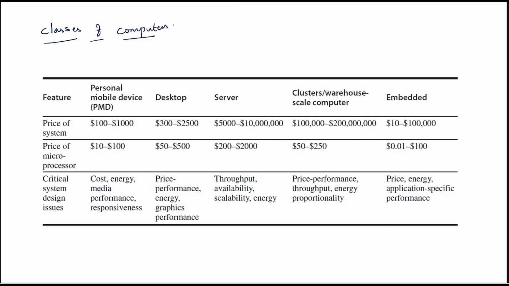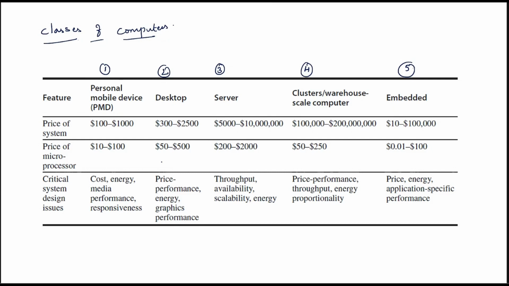So when you take computers as a class, broadly, they are categorized into 5 different types. One is the personal mobile device, desktop, server, cluster or warehouse scale computer, and embedded computers. So computers are classified into 5 different types. The first one, we will discuss this. This is very, very important.